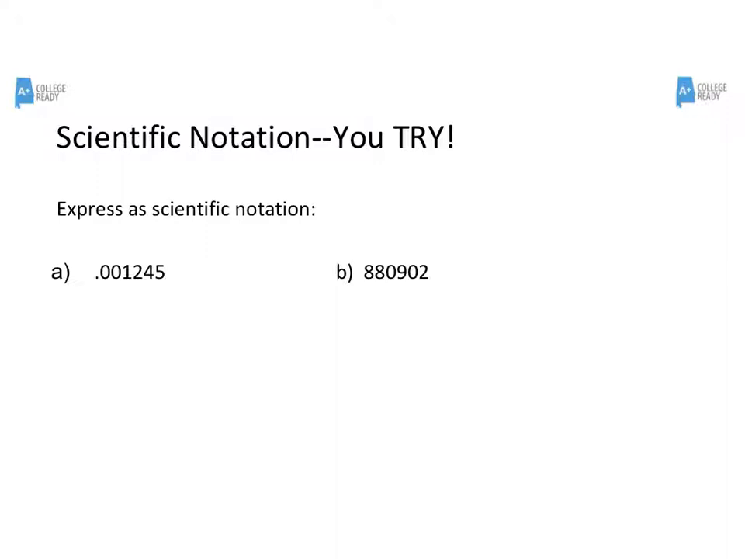You try. Express these numbers as scientific notation. So we're moving to the right, therefore our exponent is going to be negative: 1, 2, 3. 1.245 times 10 to the negative 3. All of the significant figures are reported. Here I'm going to move to the left, so the number is going to be positive: 1, 2, 3, 4, 5. Also moved it between those 2 8s. That's 5 places, therefore my exponent is 5. Because I moved it to the left, it's positive.